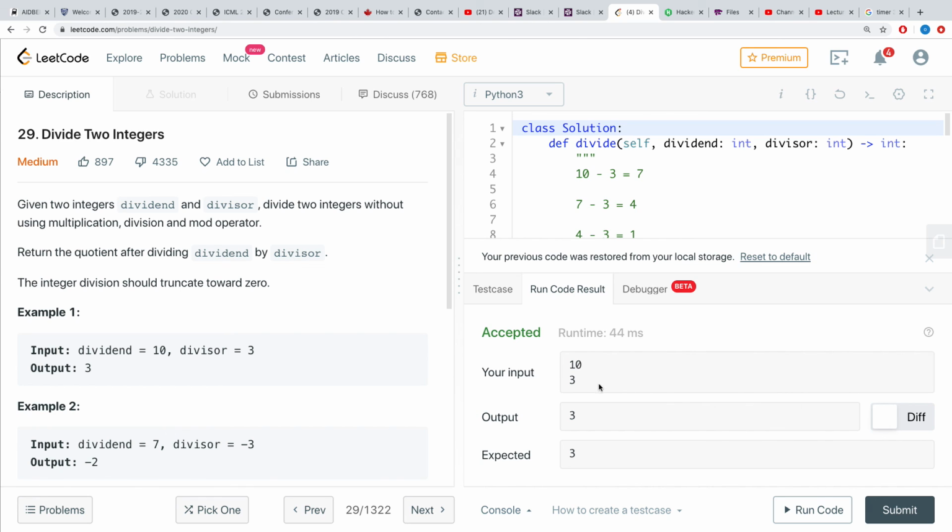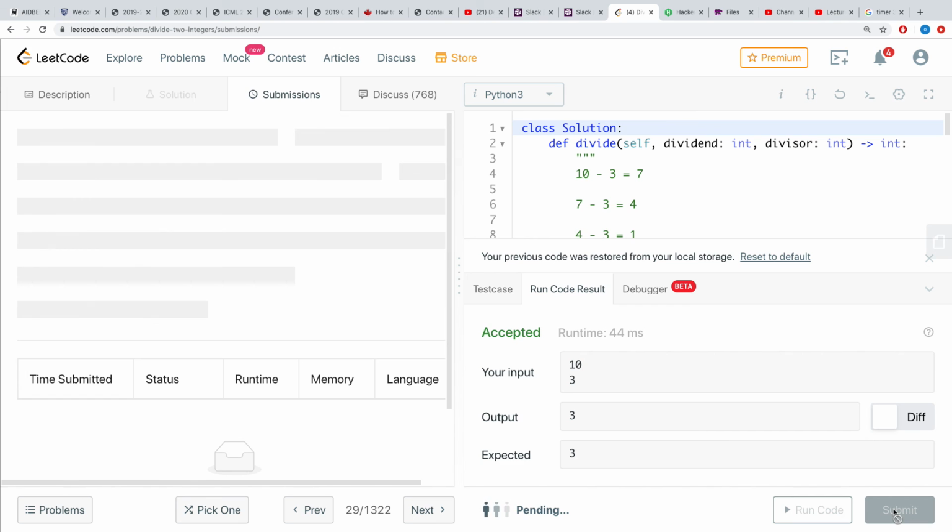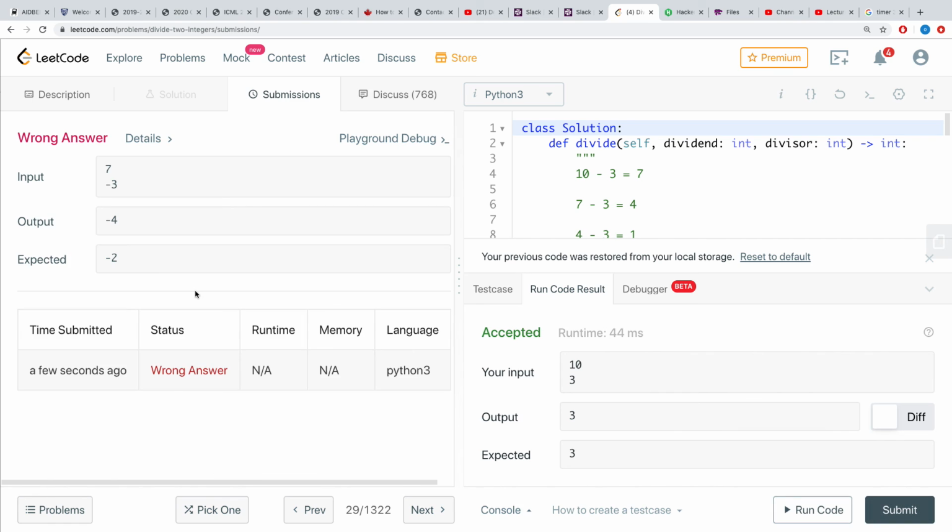It ran. You got answers. It's accepted. Let's submit it. That's it. It has the wrong answer in this one. My output is -4. Expected is -2.